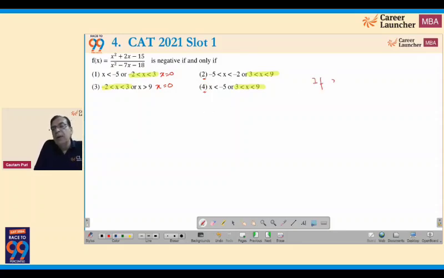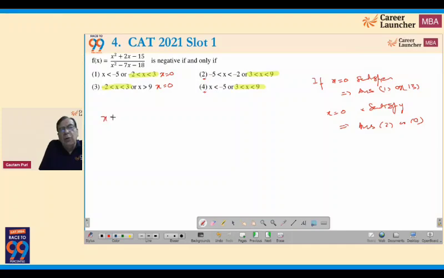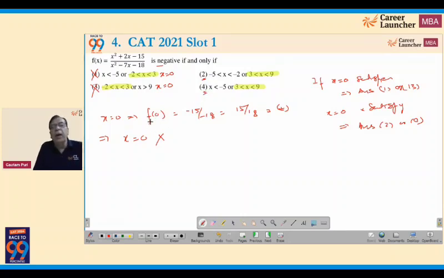What does that mean? If x equal to 0 satisfies, the answer will be either 1 or 3. If x equal to 0 does not satisfy, that means answer will be either choice 2 or 4. So your job is to pick up a number, eliminate choice. So if I put x equal to 0, what do I get? F(0) will be equal to minus 15 by minus 18, which is equal to 15 by 18, which is positive, but we want negative. What does that mean? This implies x equal to 0 is wrong. Any choice that contains x equal to 0 is to be eliminated, and the answer has to be either choice 2 or 4. Now look at these two choices again.